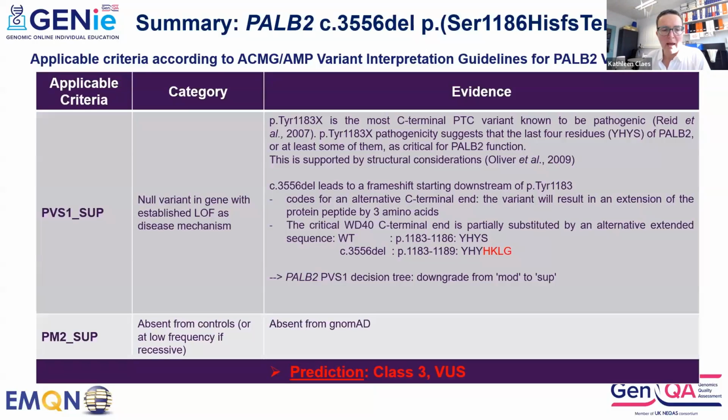And I will come back to why we have to downgrade the evidence from moderate to supporting. It's in the next slide, but I just want to mention that the variant is also not present in gnomAD, so we also used PM2 at the supporting level, as now advised by the guidelines. And we have 2 supporting arguments, so we end up in a class 3, a variant of unknown significance. Next slide, please.